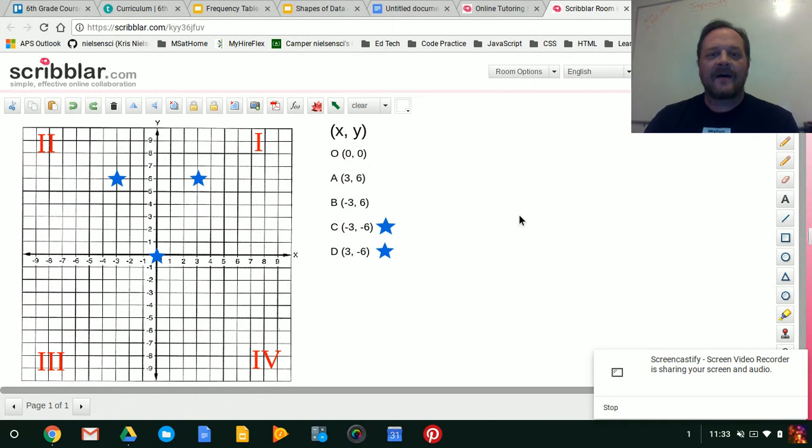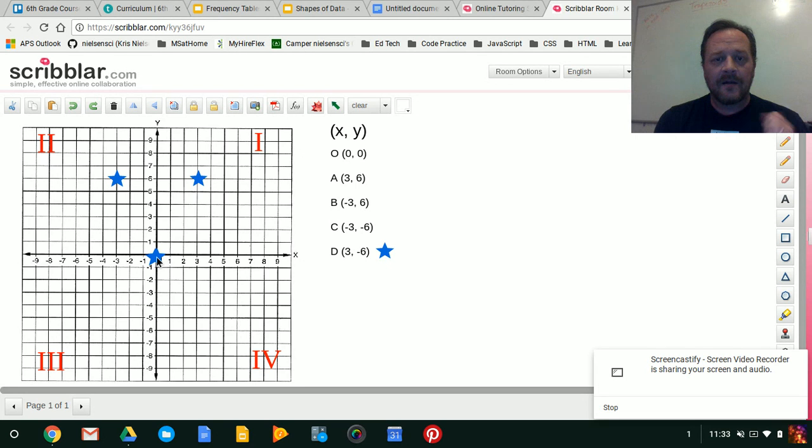Do you see how when I have 2 positive values, +3, +6, it landed me in quadrant 1. When the X value is negative and the Y is positive, it landed me in quadrant 2. How about when both are negative? Let's put the star at the origin. And now let's follow the directions.